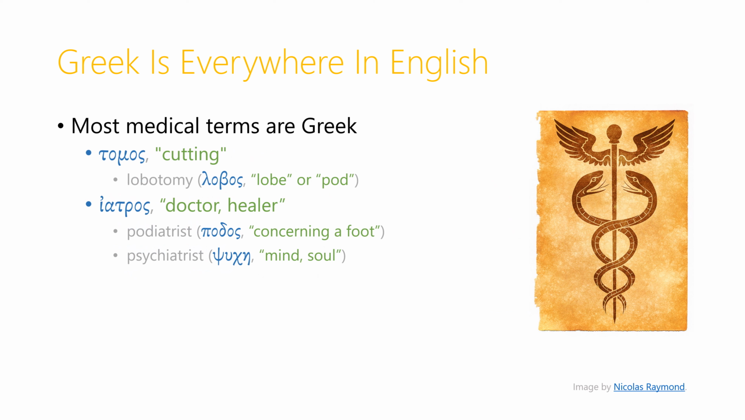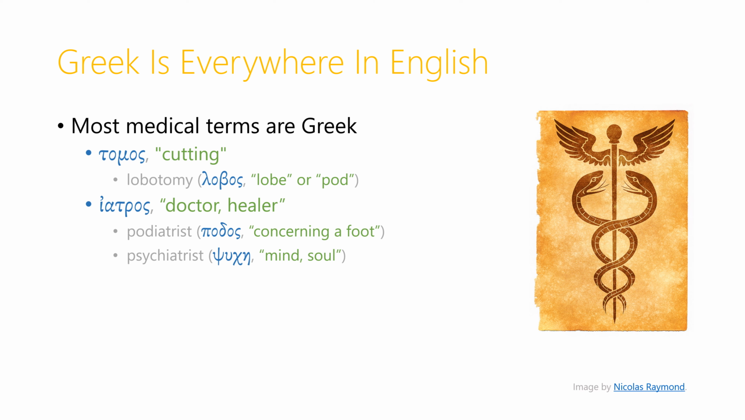In fact, most medical terms are Greek. I said before that the word tomos means cutting, and so we have a word like lobotomy, where lobos means a lobe or a pod, and tomos means cutting. And so a lobotomy is a cutting of the lobes of the brain.